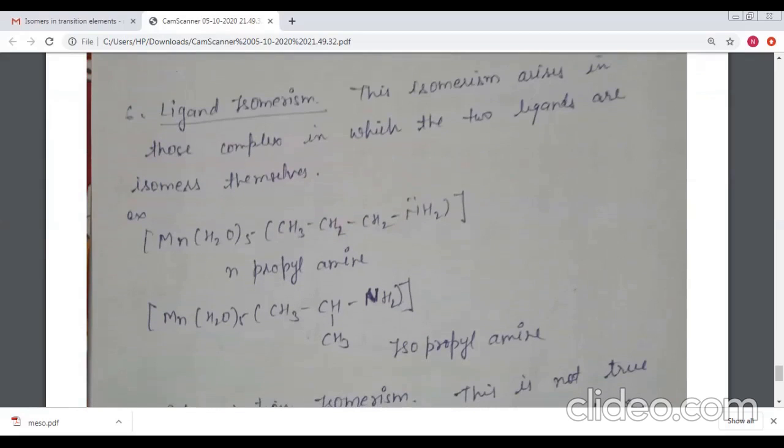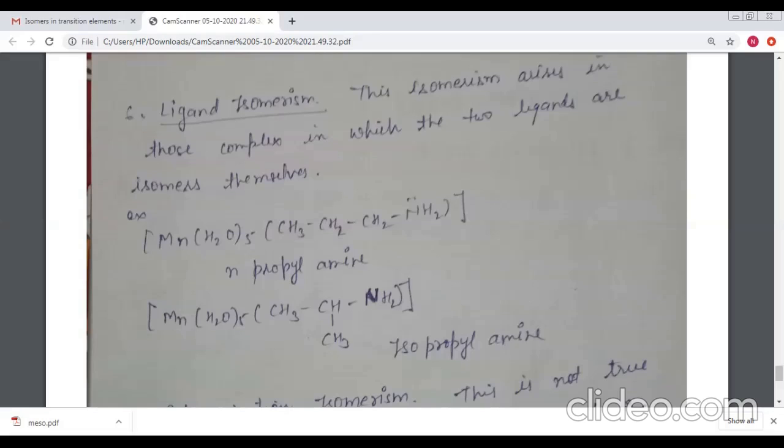This isomerism arises in those complexes in which the two ligands are isomers themselves. As we can see, in the first case, the N-propylamine, CH3CH2CH2NH2. Now going to the second structure, we find it is converted into isopropylamine. So these two structures are ligand isomers.